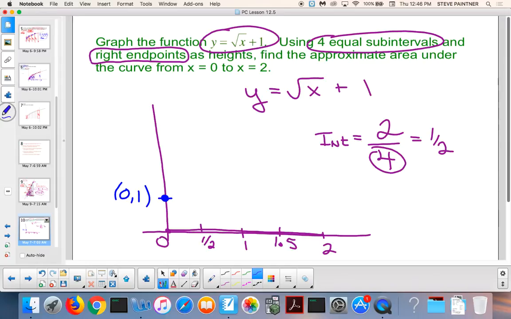Square root of 1/2, or 0.5, plus 1. Somebody? 1.7. Okay, so here's 2. Kyle said it's about 1.7, so the point is 1/2, comma, 1.7. Okay, what about 1? You can do this one in your head. Square root of 1 plus 1 is 2, so 1, comma, 2. So you can see the function is going like this. Put in 1.5.